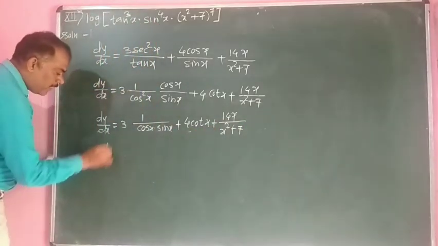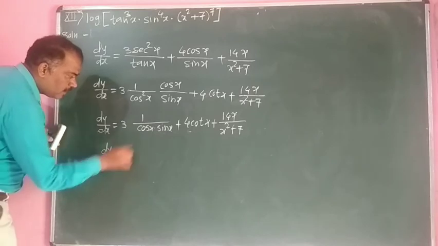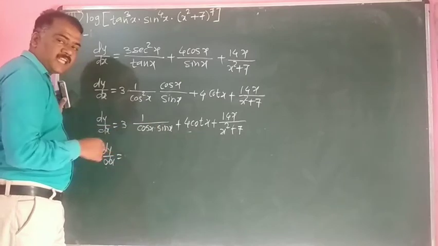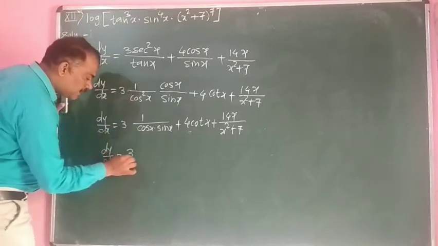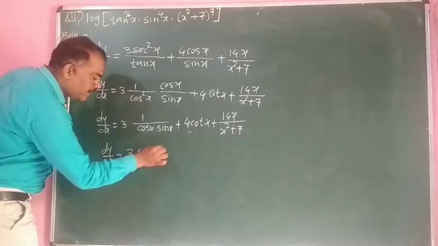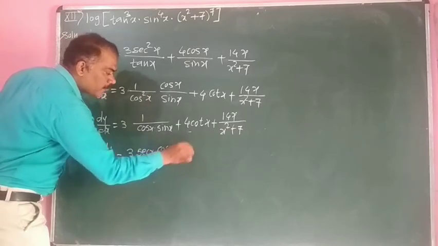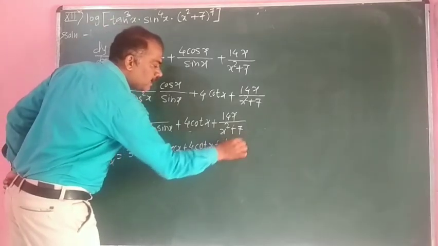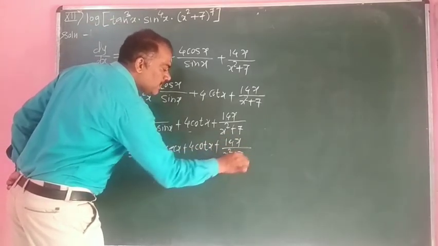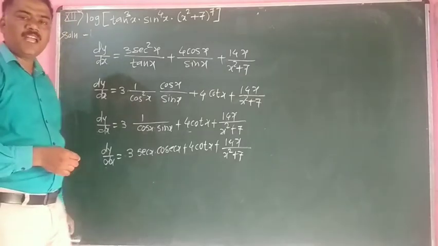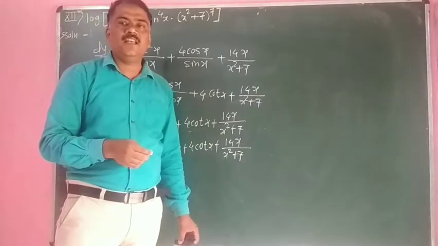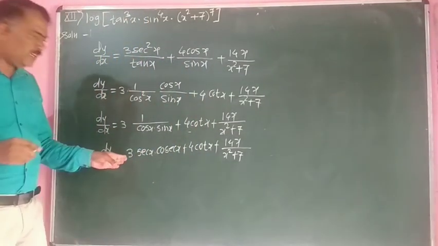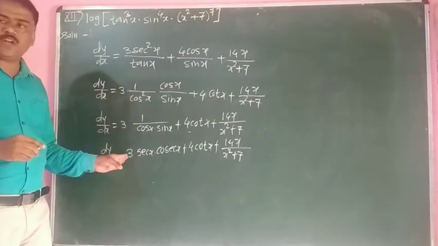Okay, that is dy by dx is equal to 1 upon cos x is nothing but sec x, 1 upon sin x is nothing but cosec x, that is 3 times sec x into cosec x, plus 4 cot x, plus 14x divided by x square plus 7, which is the required answer. We have to discuss the next example. Here we have this required answer; this answer we can write in other ways.